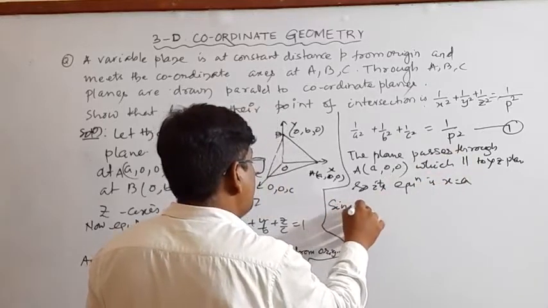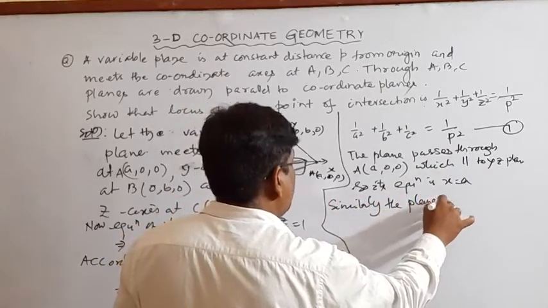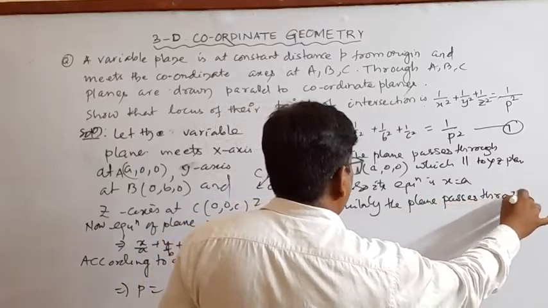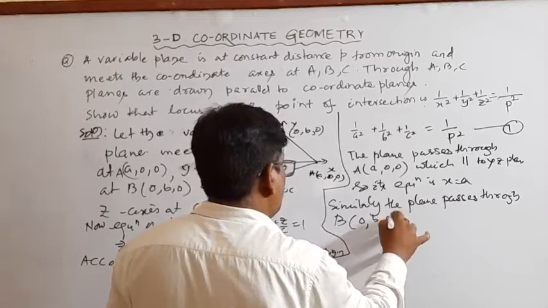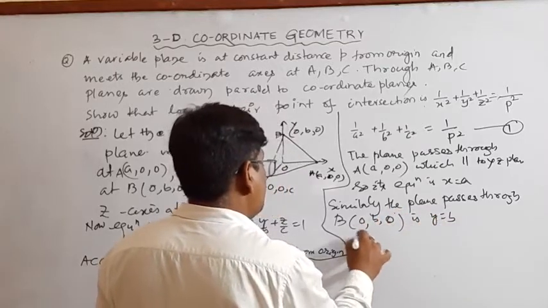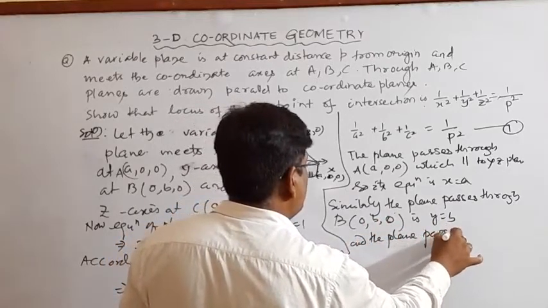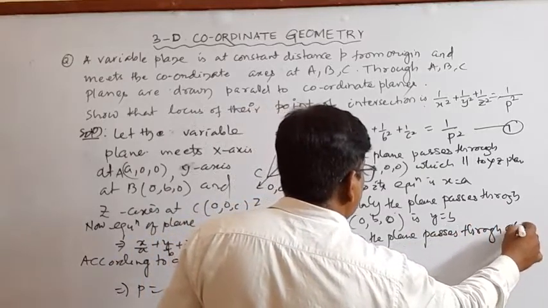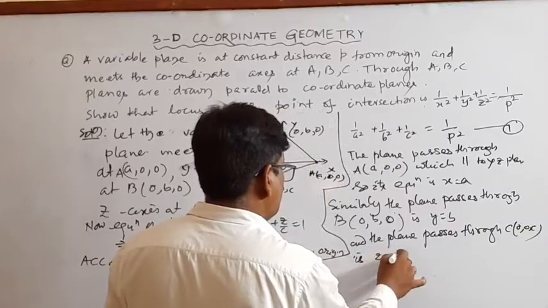Similarly, the plane passing through B (0, b, 0) is y equal to b, and the plane passing through C (0, 0, c) is z is equal to c.